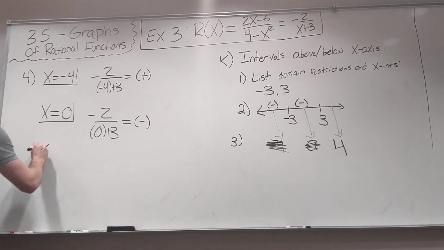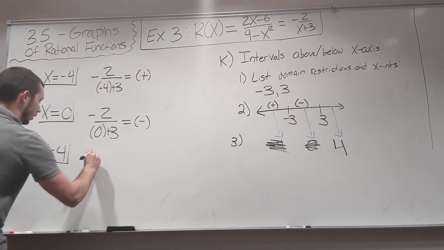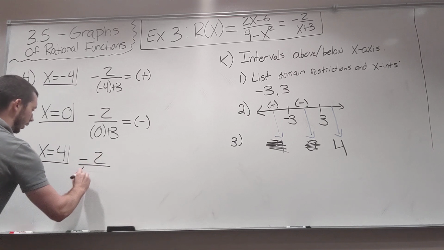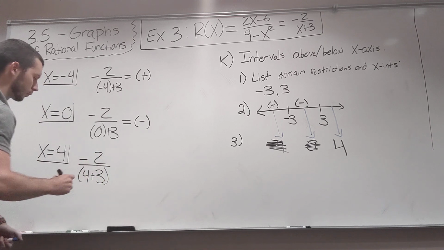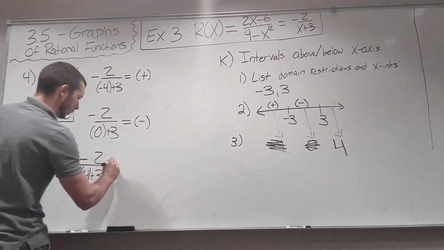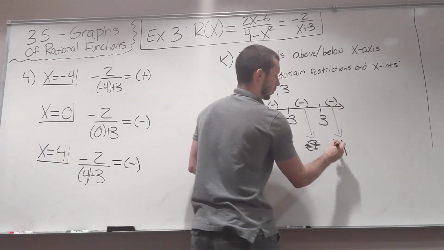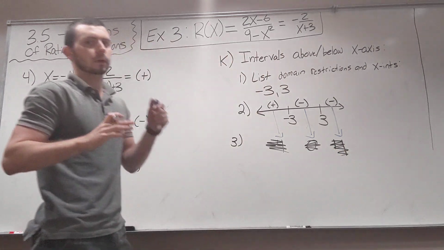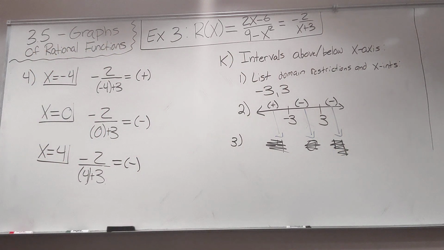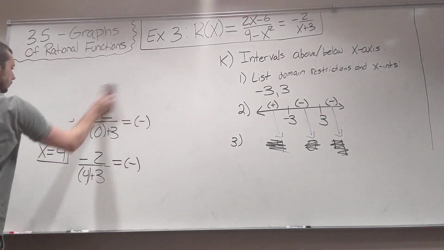Finally, x is equal to 4. So once again, -2 divided by 4 plus 3, but in any case, we get another negative. So all the way on the far right here, we get a negative, and we can scratch out the 4. And now that we did all of that, we can go ahead and figure out the intervals that are above and below the x-axis. So I'll go ahead and add that over here.